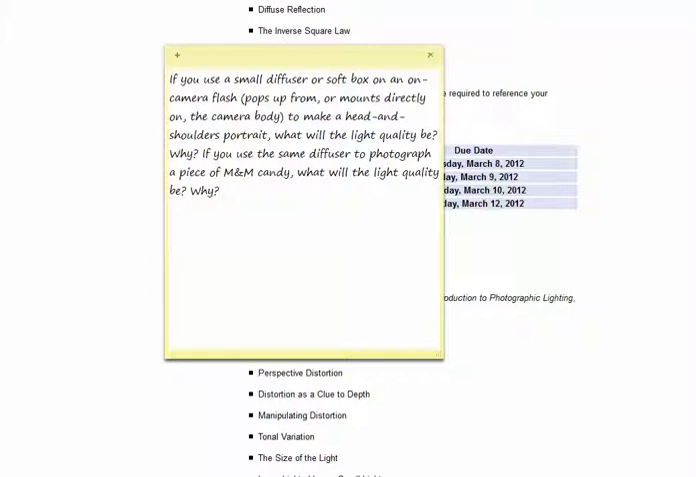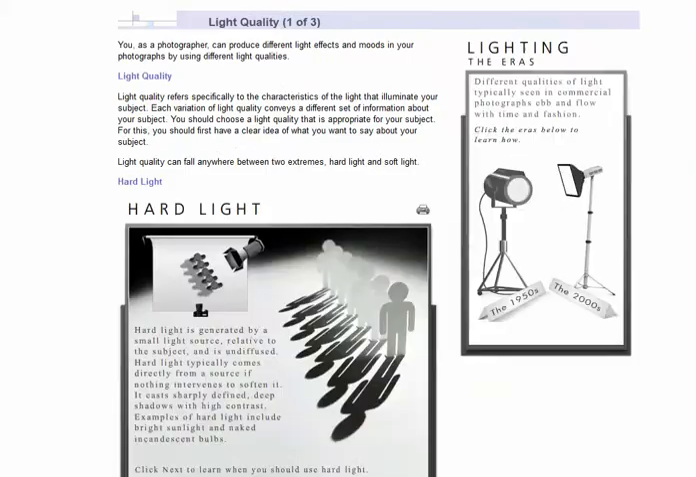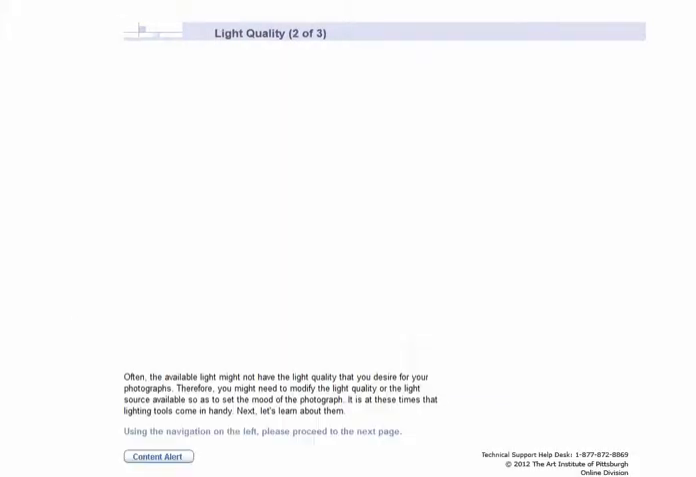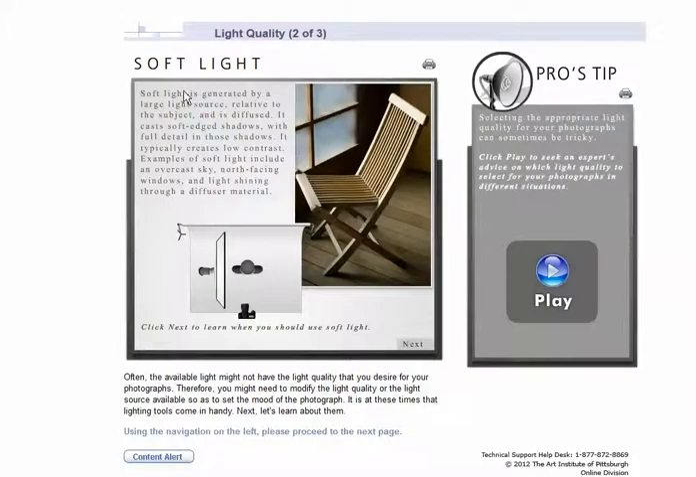Okay, so we'll start with the online lecture. Let's see. I believe in light quality, page 1. Yes, page 1, really quickly, it goes over what hard light is and how it's created. Hard light is generated by a small light source relative to the subject. It is undiffused. And then soft light, on page 2 of the same section, is created by a large light source relative to the subject.